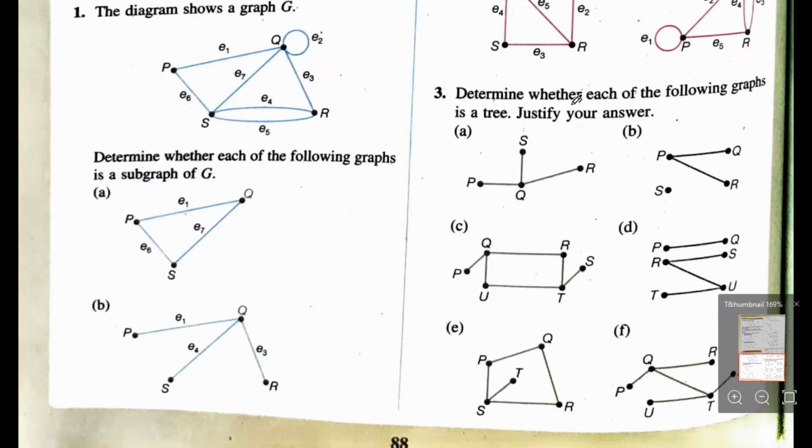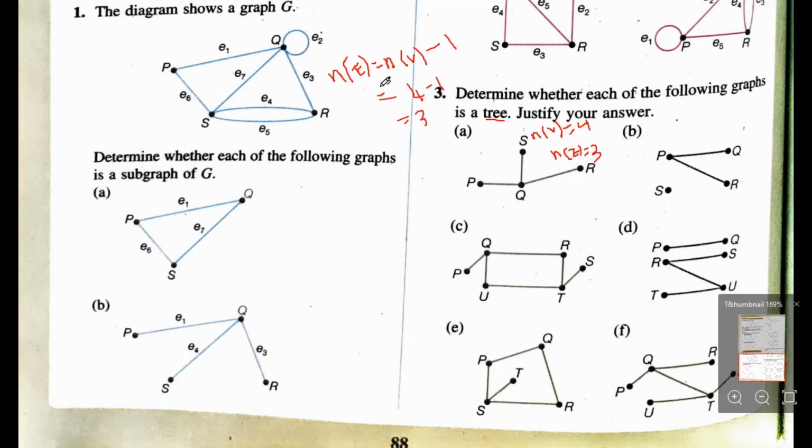Question 3. Determine whether each of the following graph is a tree. Justify your answer. Okay, for this one, whether or not this is a tree, we can use this. Number of edges must be equals to number of vertex minus 1. Okay, so for A, we have 4 dots here. Number of vertices equals to 4. And number of edges equals to how many lines here? 1, 2, 3. Okay, so number of vertices equals to 4, 4 minus 1, so equals to 3.